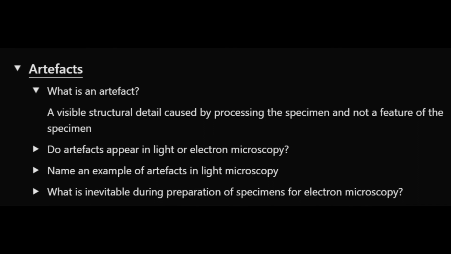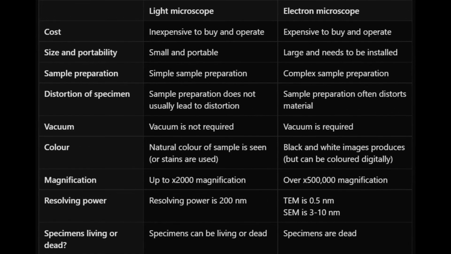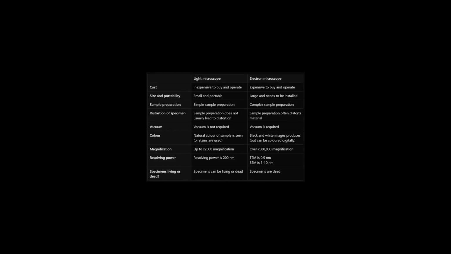Artifacts are structures that are produced due to the preparation process. Also memorize this table comparing light and electron microscopy. It might be a 6 marker. And that is pretty much it for 2.1 to 2.3.